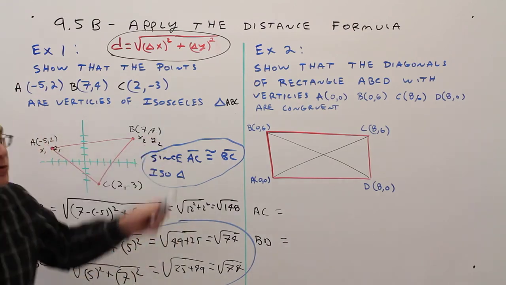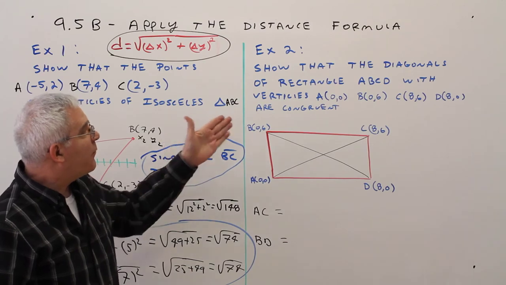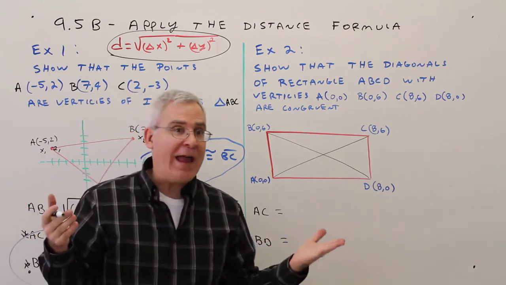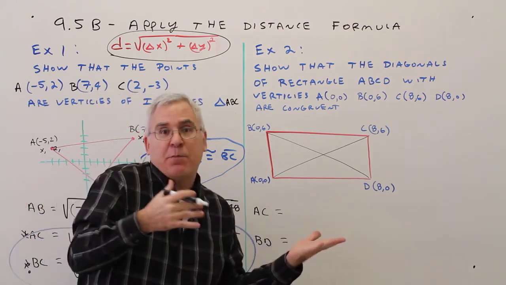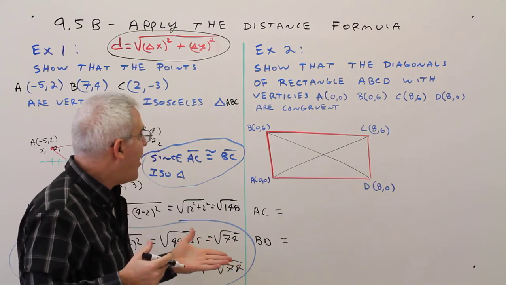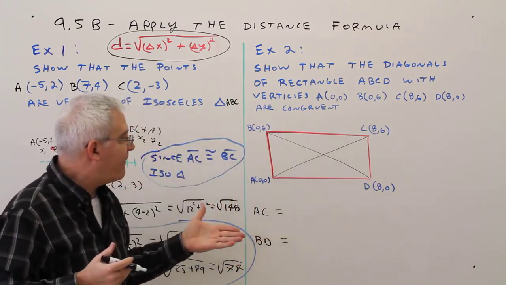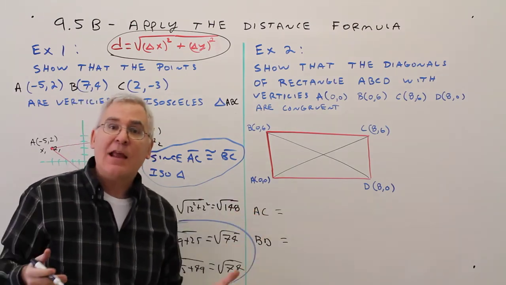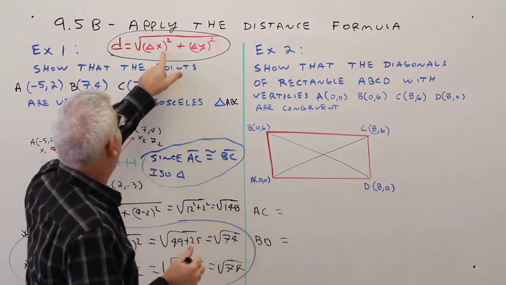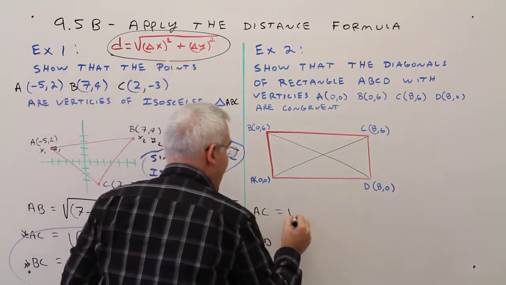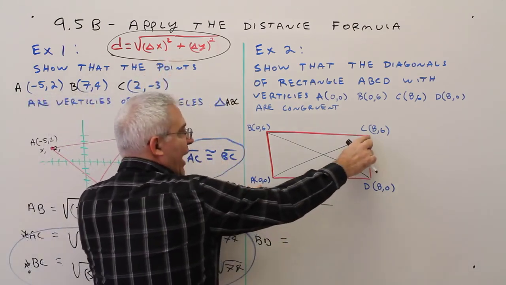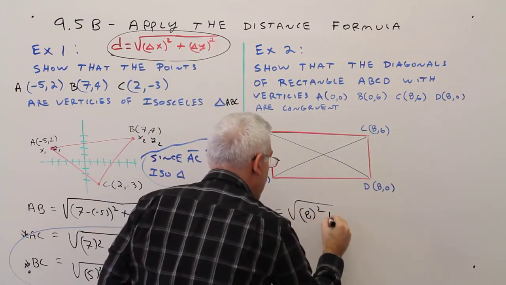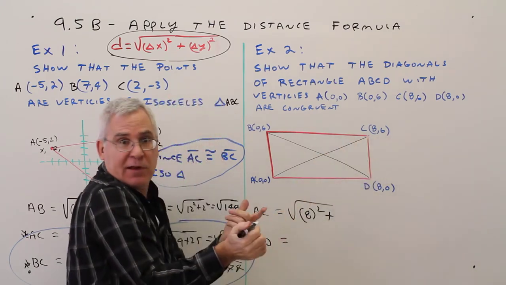Okay, example 2. Show that the diagonals of rectangle ABCD with these vertices are congruent. Well, we know that the diagonals of all rectangles are congruent. We're just more or less showing it in this example. All right, so I've already drawn the figure. I just have to figure out the distance of AC and the distance of BD and show that they're the same. All right, again, I'm going to use this formula right here. So AC, here's AC. The change in x from 0 to 8 is 8, so 8 squared. The change in y from 0 to 6, that's 6 squared.